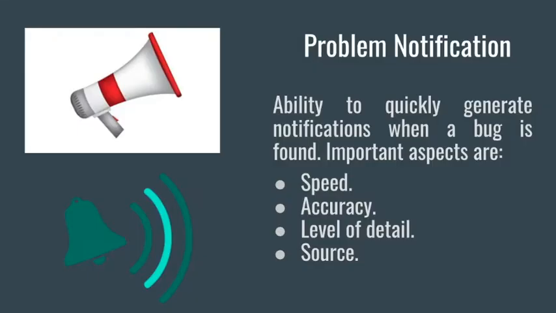So the final thing we're going to be talking about related to this whole bug issue and everything it encompasses is the notification part. What is a notification? It's pretty much the ability to generate any sort of alert to the developer or whoever is in charge of the situation. There are a couple of important things about a notification. If we want to have a good notification system, we need to have fast, accurate, very detailed notifications, and we need to know the source. We need to know where it comes from.